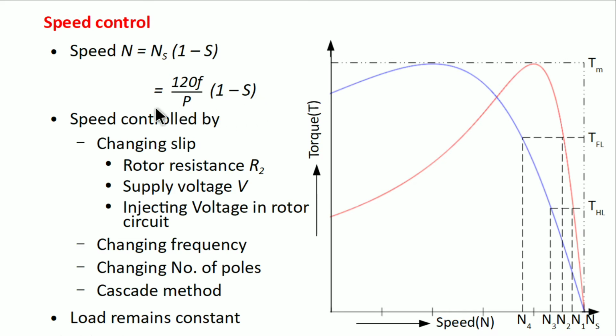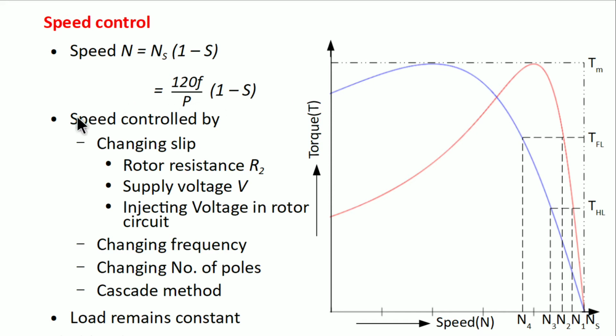So from this equation we can see that we can change the frequency to change speed, number one. Number two, we can change the number of poles to change speed. Lesser the number of poles, more is the speed. More number of poles, lesser is the speed. And we can change slip to control the speed of the motor.